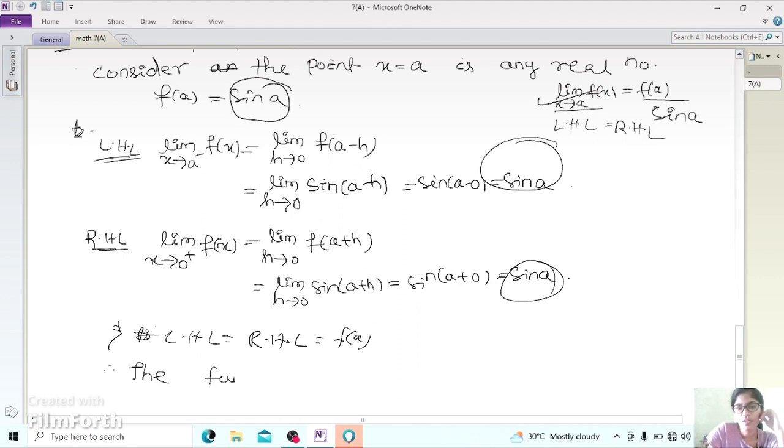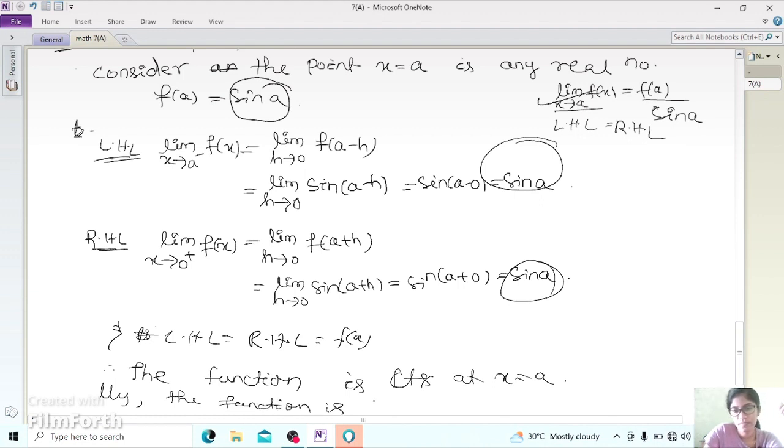So if the function is continuous at x equal to a, similarly the function is continuous at every real number. Okay.